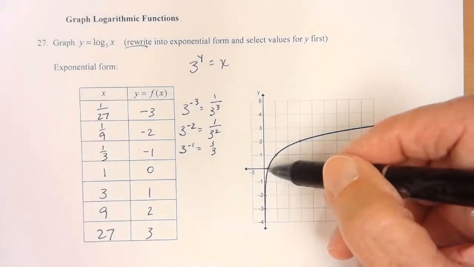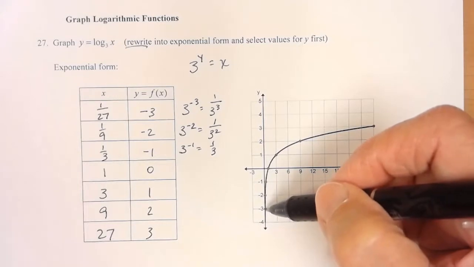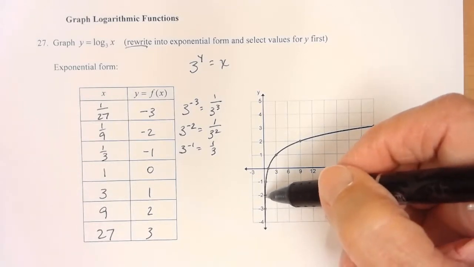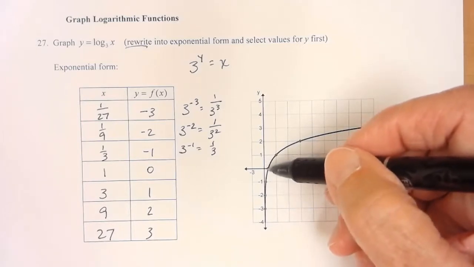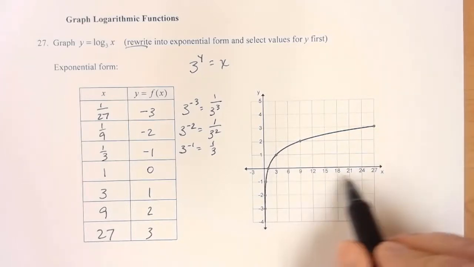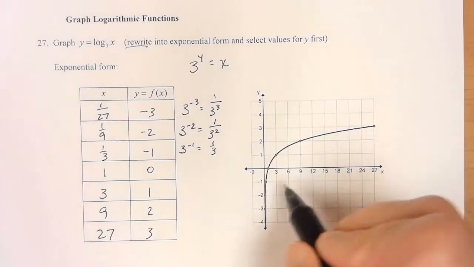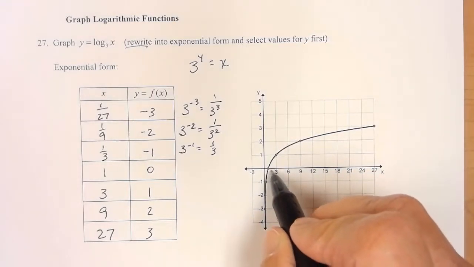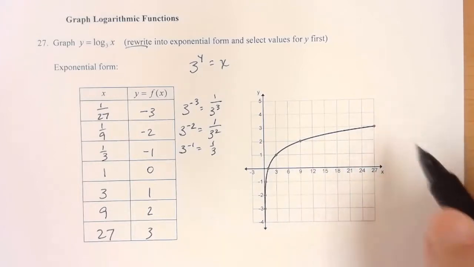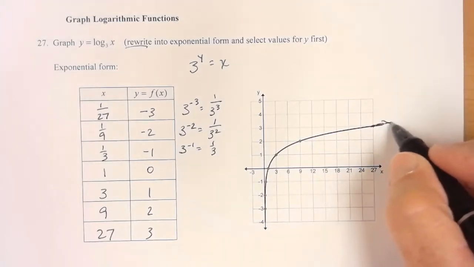my 1/27th, all the way down here, looks like it's on the y-axis, but it isn't. But it's so close. 1/27th of something is very, very small. So that would be my 1/9 down at -2, my 1/3 down at -1. And if you'll notice, these go by threes because my numbers start getting bigger. So this is my (1, 0), there's my (3, 1), my (9, 2), and my (27, 3). And this does continue.